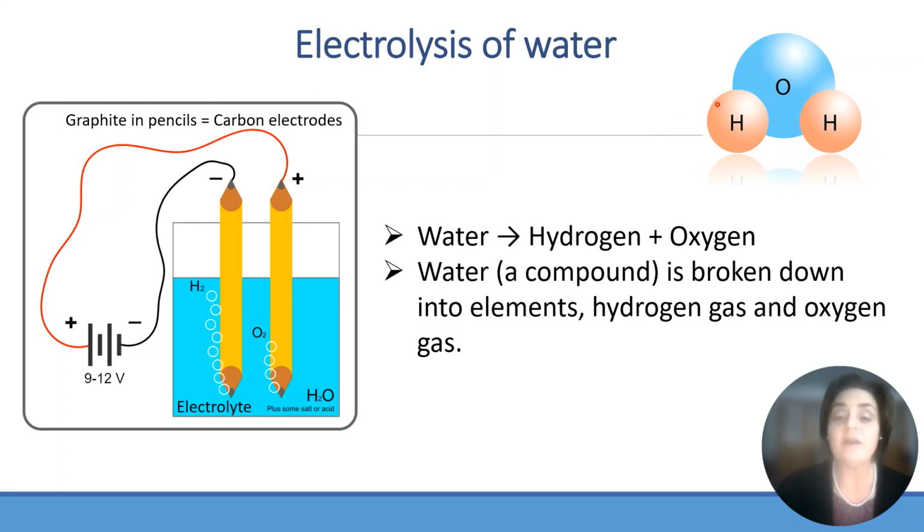So if you pass an electric current through water by using a battery and two carbon electrodes, and you leave the current to flow for a few seconds, you will start seeing bubbles forming at each of the two electrodes. And that means that the water is split up into hydrogen and oxygen. So water can be split up into hydrogen and oxygen if you pass an electric current through the water through the process of electrolysis. So water, which is also a compound, is then broken down into the elements hydrogen and oxygen gas.